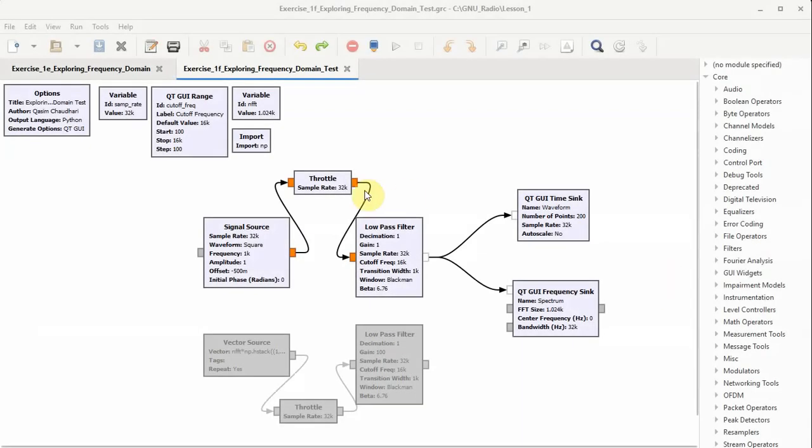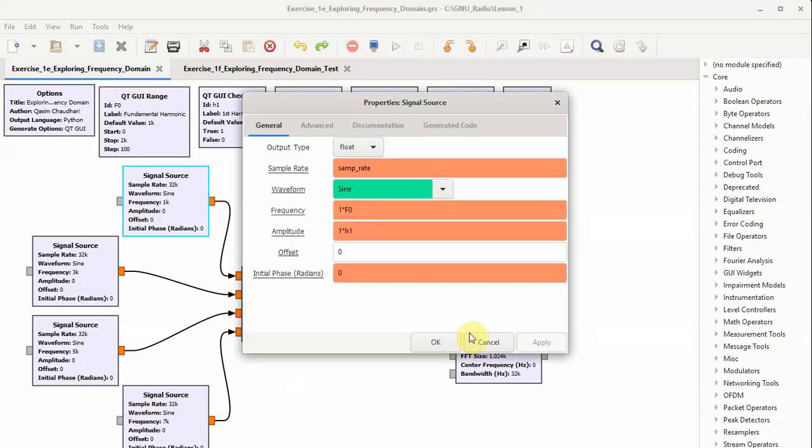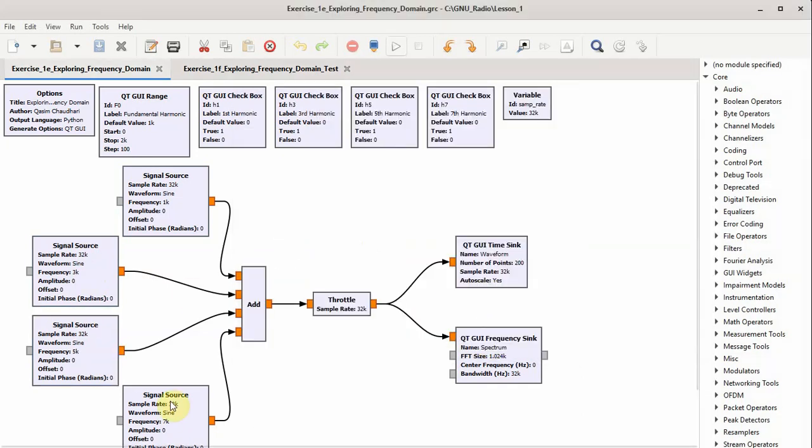Before we explore what this flow graph is doing, I want you to go back to a previous exercise where we built a square waveform, an approximate square waveform, through a combination of sinusoids. So here we have a fundamental frequency 1 f0 with an amplitude of 1. A component with 3 f0 frequency and with an amplitude of 1 over 3. 5 f0 with an amplitude of 1 over 5, and 7 f0 with an amplitude of 1 by 7.